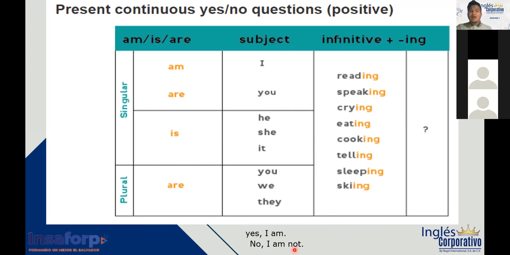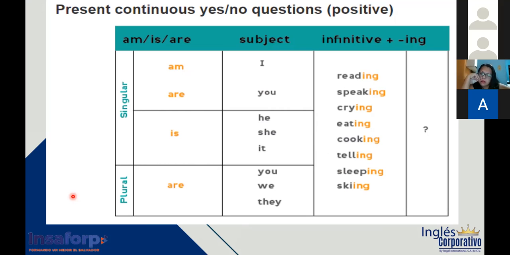Repítamelo otra vez, profe. Sí. Are we sleeping? Yes, we are. And the negative one? No, we aren't. We aren't, or no, we are not. But now I think that you are understanding. These types of questions are always going to be a yes or no. So let's keep that in mind. Is there any questions so far? If not, I'm going to move on to the next one so we can see another type of questions that we can create with the present continuous.